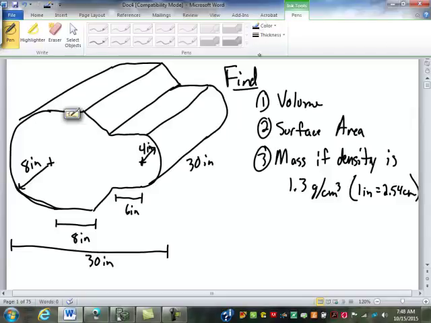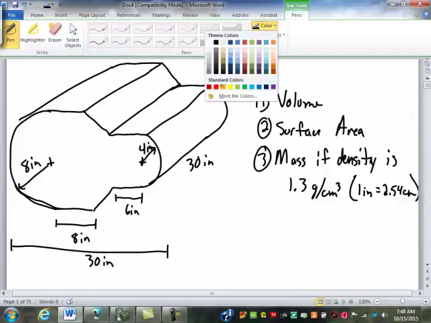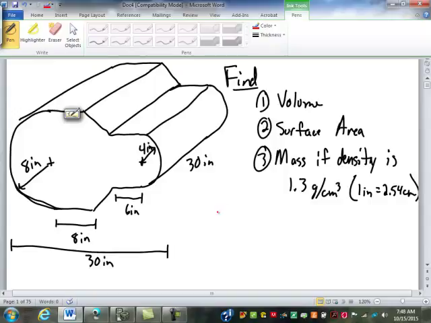Let's just make sure you're on the right track here. Start out with the volume. Of course, to find the volume or the surface area, you have to have the area of the base. And of course, the base is this messed up thing out here.